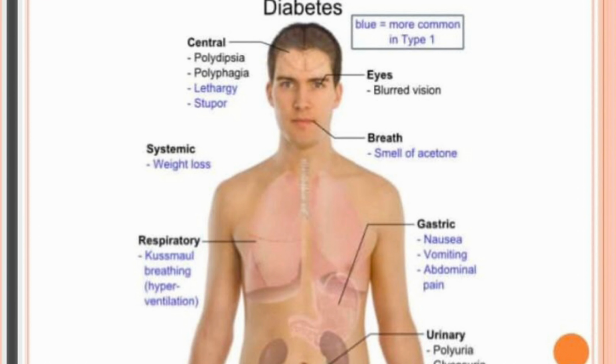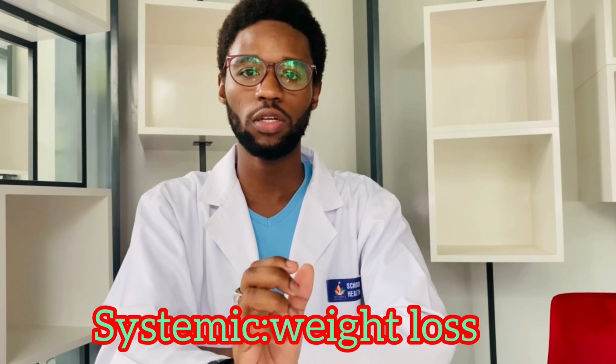Signs and symptoms. In type 1, in the central nervous system, we have lethargy and stupor. Lethargy means being tired, and stupor means not thinking properly. In systemic, we have weight loss, and in respiratory, we have Kussmaul breathing, which is hyperventilation. In the gastric, we have nausea, vomiting, abdominal pain. And in the breath, we have a smell of acetone.